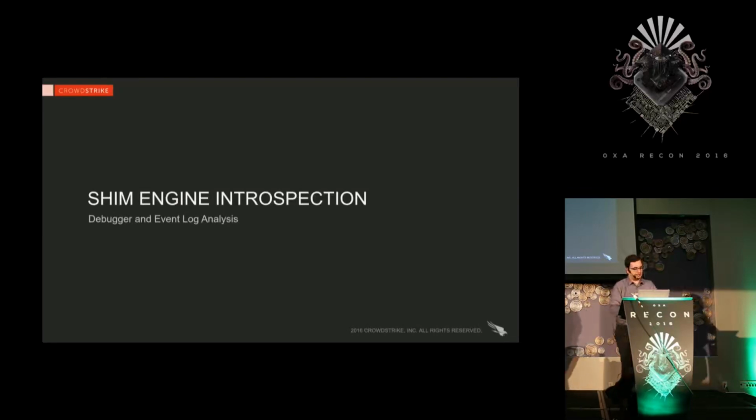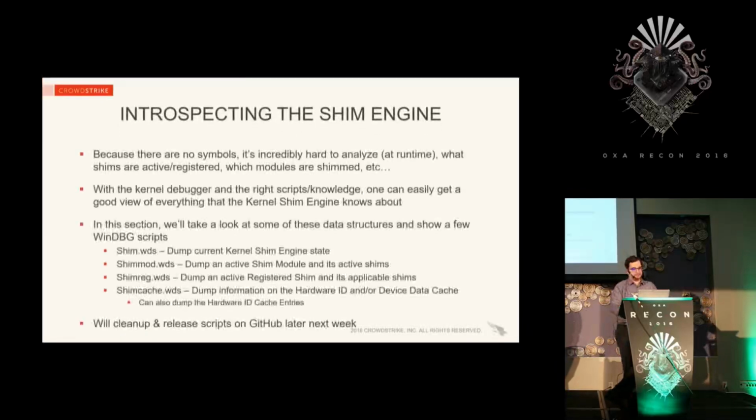I want to show you how you can actually see these shims and introspect them. There are different ways you can introspect the shim engine. Because there are actually no symbols, it's very hard to analyze at runtime what's going on. But if you have a kernel debugger and some scripts and the right knowledge, and you've done reverse engineering, you can get a pretty good overview of everything that the shim engine has been doing. So I'm going to show you a few scripts here. Hopefully they're going to work.